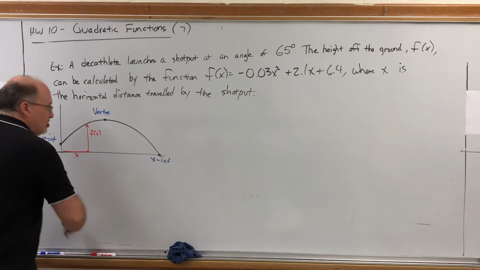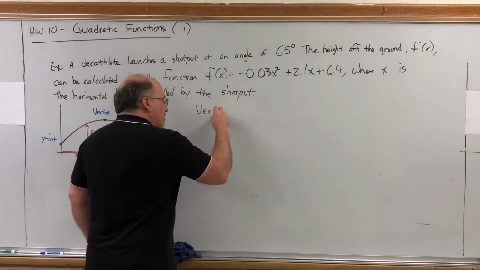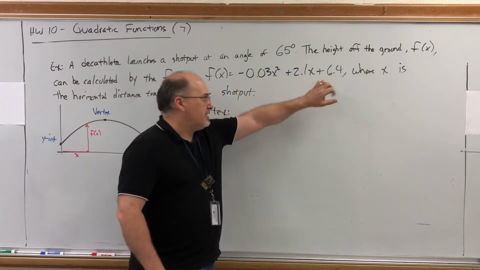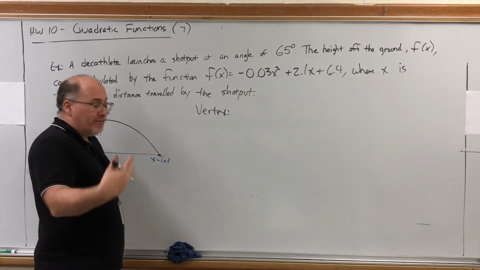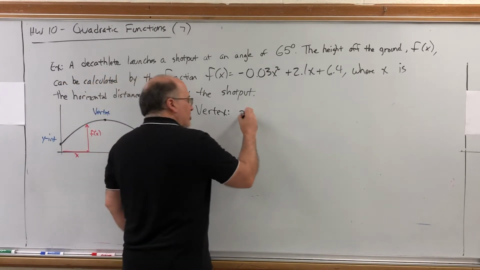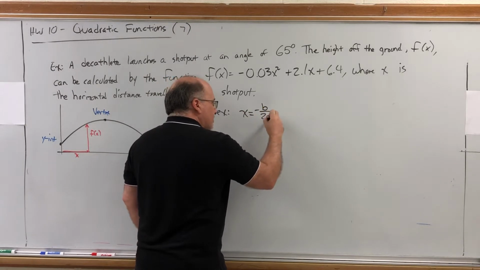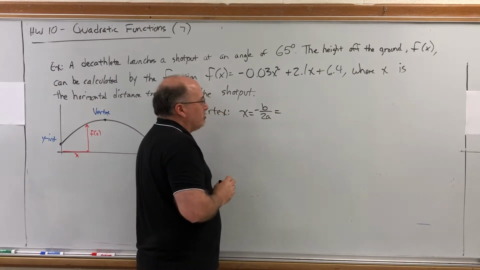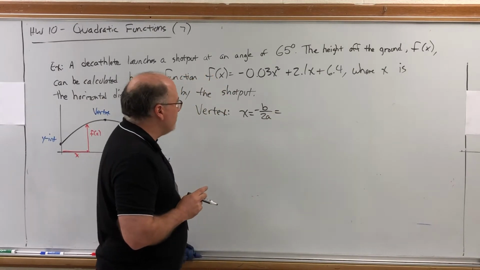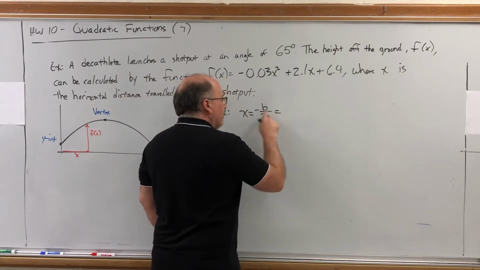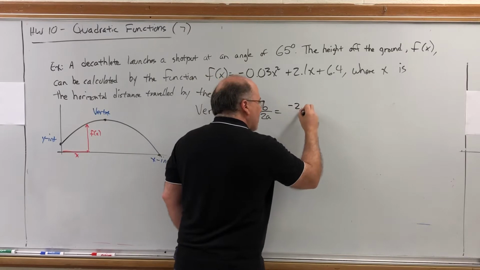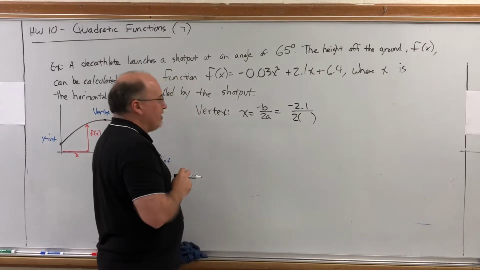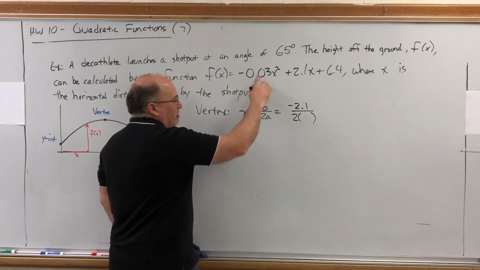Let's start with the vertex. Because this function is in general form, ax squared plus bx plus c, we can just use the formula for the vertex. The formula was x equals negative b over 2a, and then we insert that into the function to find the y-coordinate. So let's figure out the x-coordinate of the vertex. What is the b in this quadratic function? 2.1. So it picks up a negative, and downstairs we do 2 times a. What is the a in this quadratic function? Negative 0.03.